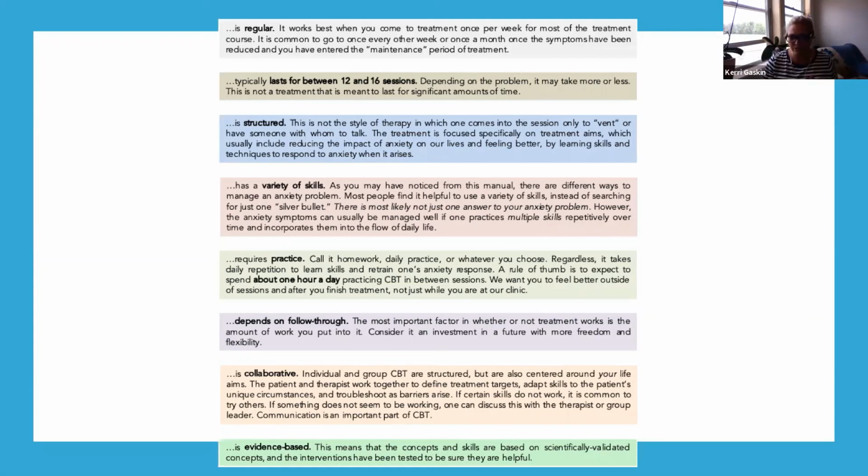It's structured. This is not just a venting session or just straight talk therapy. There's specific structure to it. You build a variety of skills. It requires practice. It depends on follow-up and follow-through. So this means that you're actually doing the things. CBT is collaborative. It centers around your life aims, and it is evidence-based. It is an evidence-based therapeutic practice.